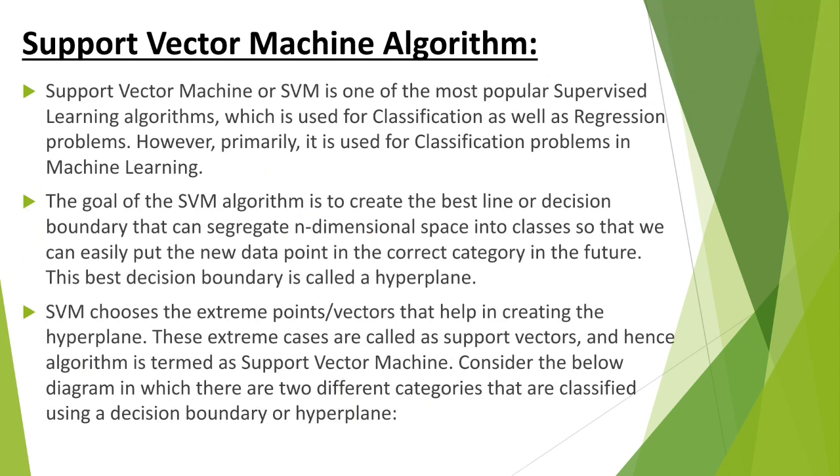SVM chooses the extreme points or vectors that help in creating the hyperplane. These extreme cases are called support vectors, and hence the algorithm is termed support vector machine. Consider the below diagram in which there are two different categories that are classified using a decision boundary or hyperplane.